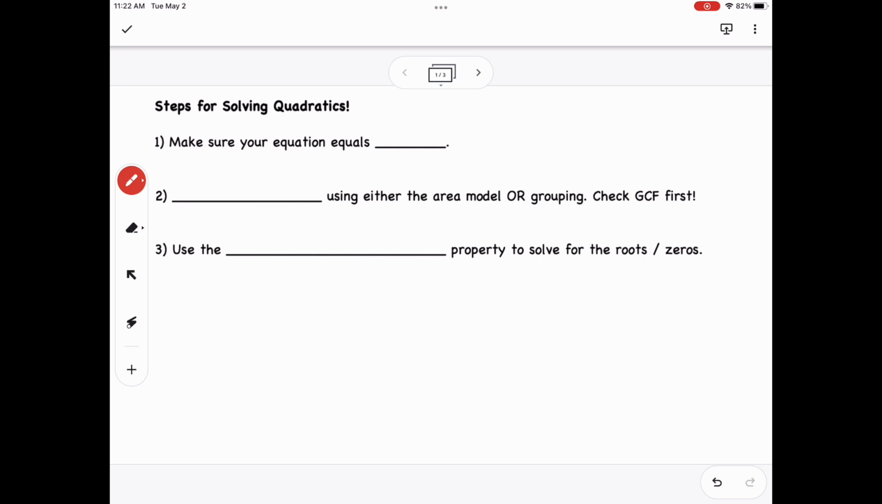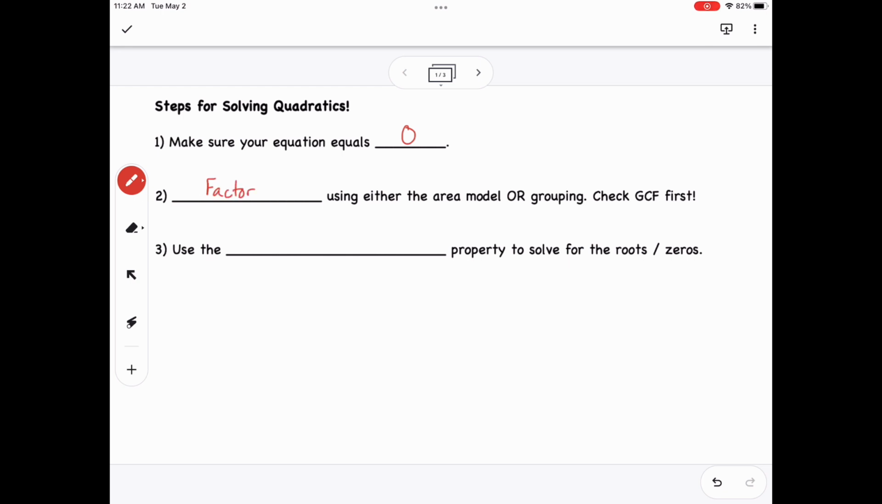Today we're going to talk about solving quadratic equations using factoring. All the skills that we've built up over the last couple of learning targets culminate into this. So, steps for solving quadratics. Number one says make sure your equation is equal to 0. That's an important thing to be able to do.